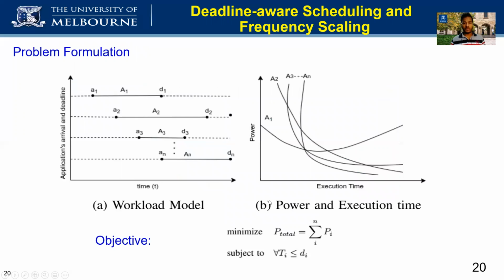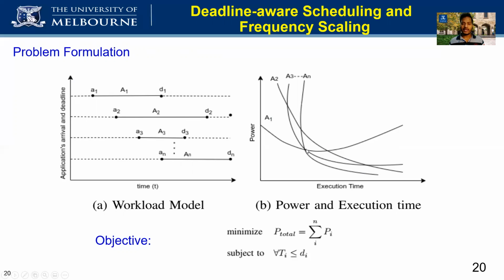Okay, so the main objective of this study is, given a number of applications, each with its own arrival time as well as a deadline, which we consider as a QoS parameter here. If we have n such applications and each follows its own power and execution time curve, some may have a linear curve, which is expected. For example, increasing the power will decrease the execution time. But this may not be true for all applications.